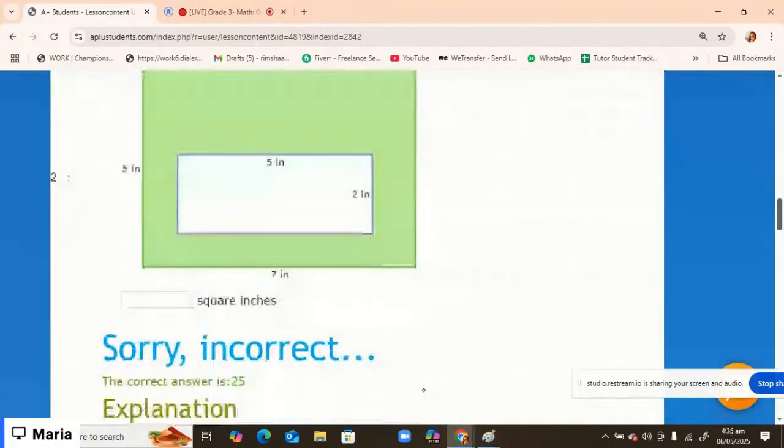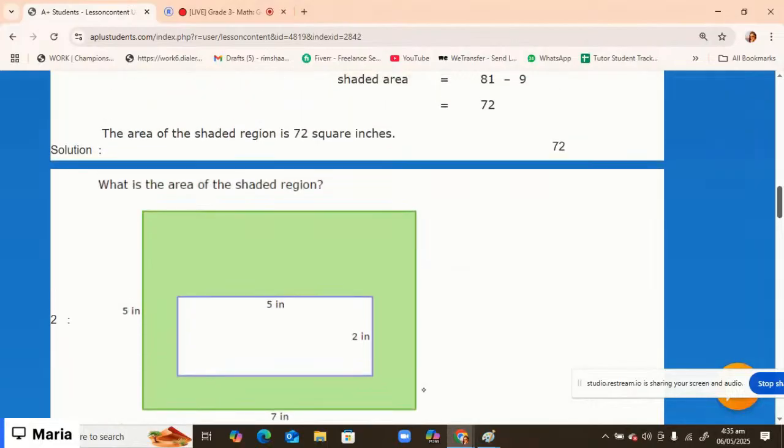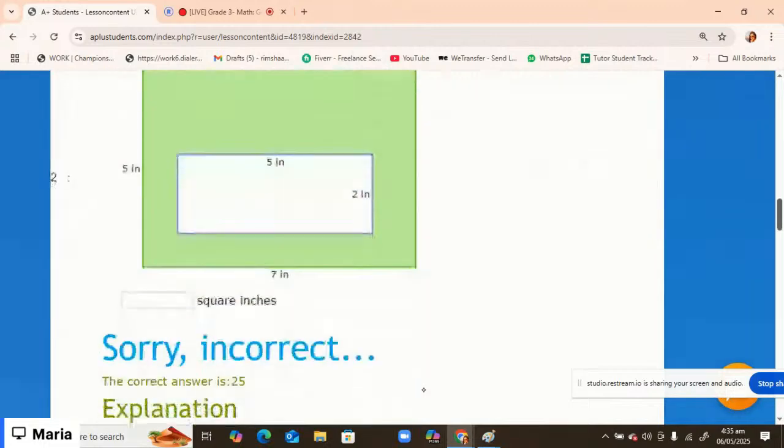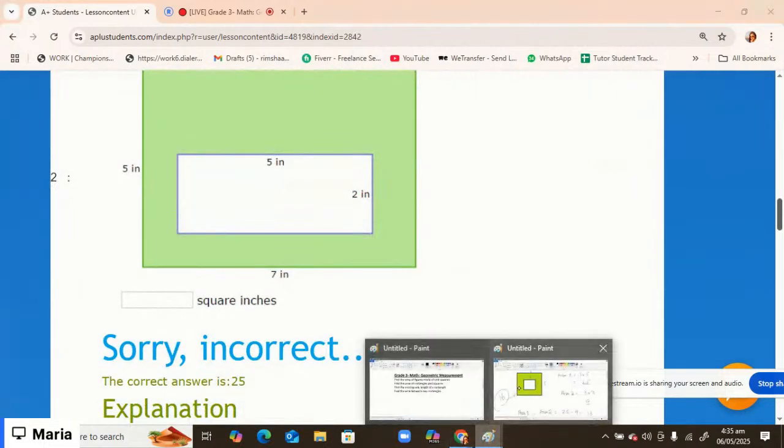Now look at here. Now everyone tell me. This is the rectangle that is given, 5 and 7, 5 and 2. Okay, let's do it.